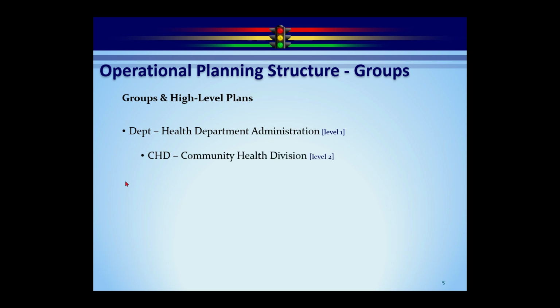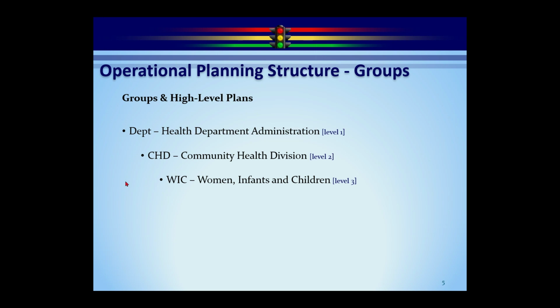Underneath that, let's say you have a group called community health. It's a level 2 group reporting to the level 1 group at the department. 2s always report to 1, 3s to 2s, etc. WIC under community health, in this case, is a level 3 group reporting to community health at a level 2, which reports to the department at a level 1.